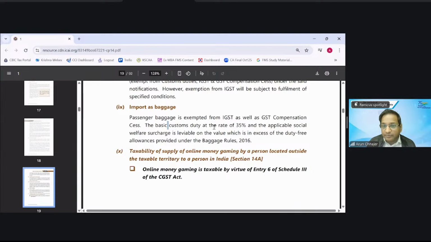The basic customs duty at the rate of 35% and the applicable social welfare surcharge is leviable on the value which is in excess of the duty-free allowance.